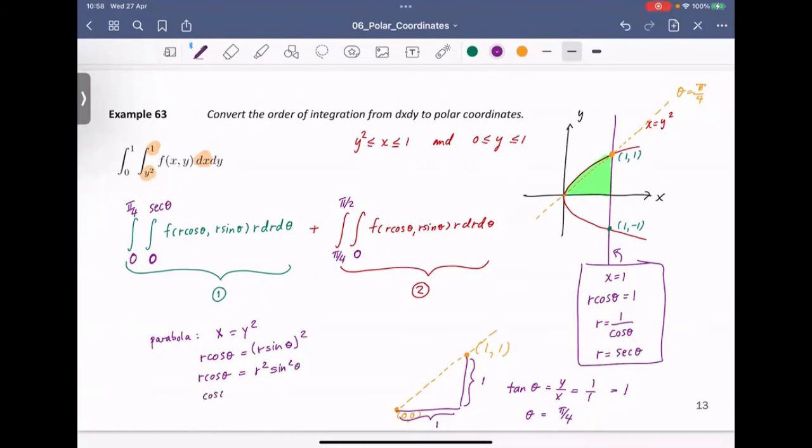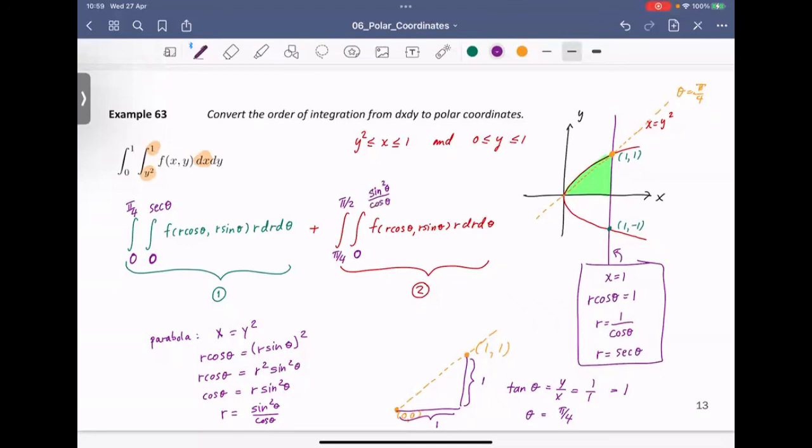So cosine theta equals r sine squared theta. Here, this is because I cancel r on both sides. So r disappears on both sides, and I have one r left on the right hand side because I cancel one r. And then I have r equals cosine over sine squared. I can keep it here, and that's the answer.